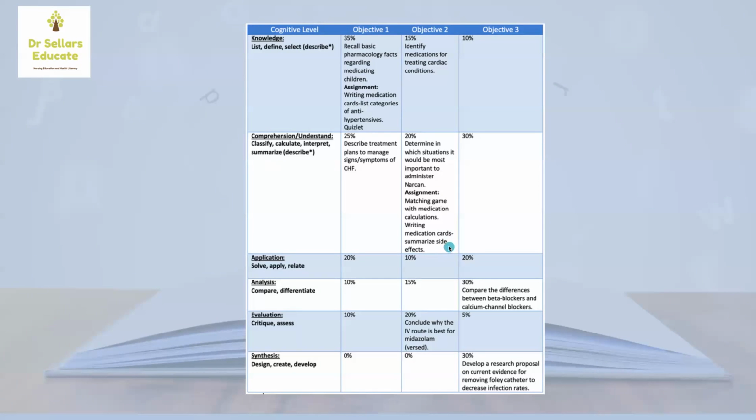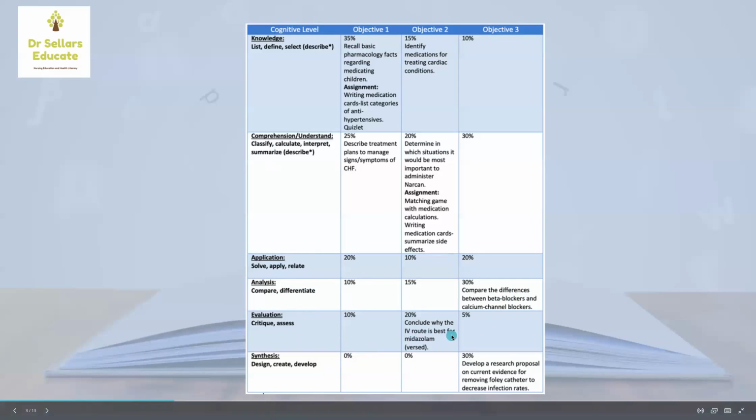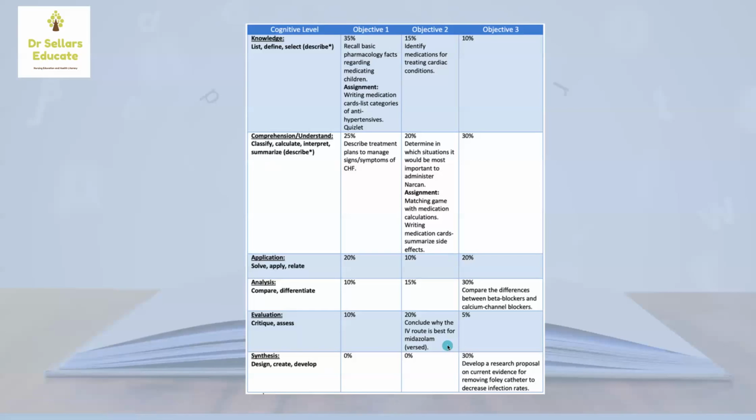An assignment could be a matching game with medication calculations, or writing medication cards where students are asked to summarize side effects. You see here application, some verb examples are solve, apply, relate, analysis, compare, differentiate. An objective could be compare the differences between beta blockers and calcium channel blockers. Evaluation could be critique and assess. Those are verbs that would be at that level. An example is conclude why the IV route is best for midazolam or Versed.